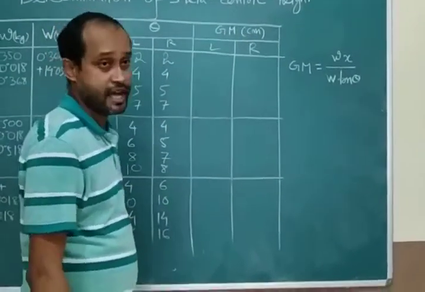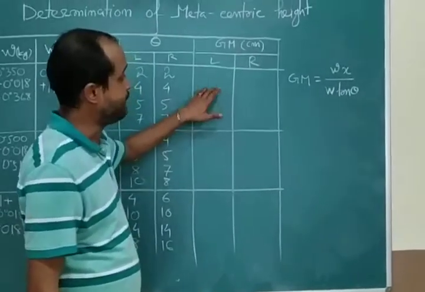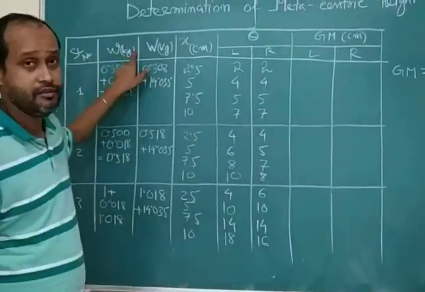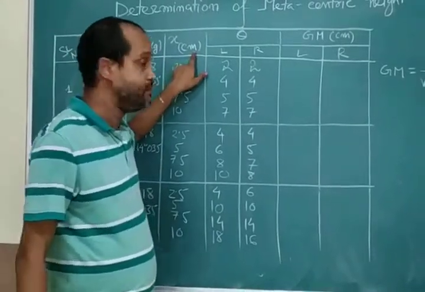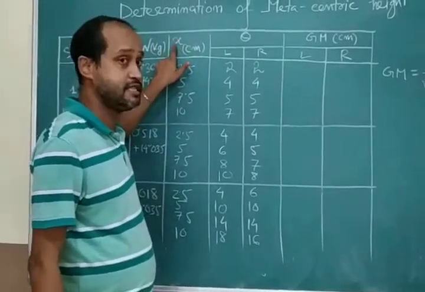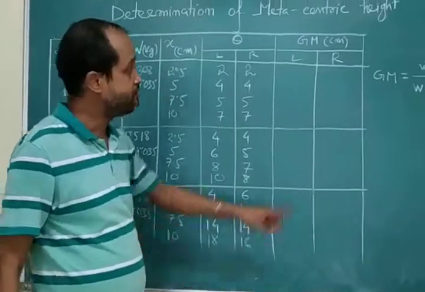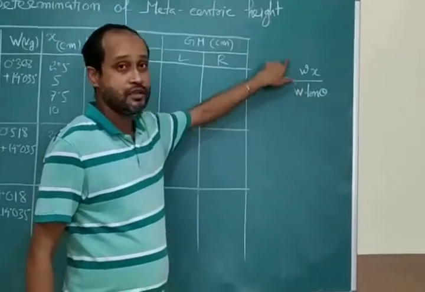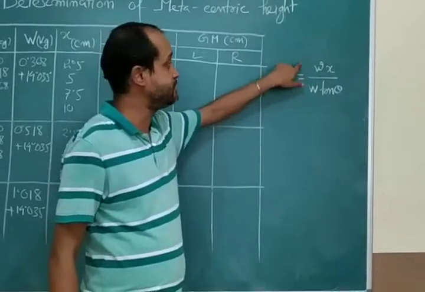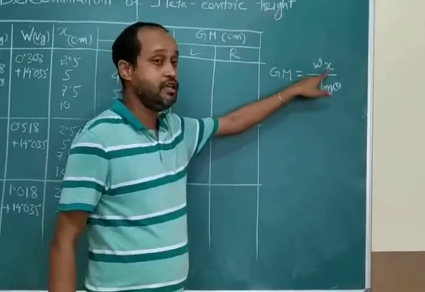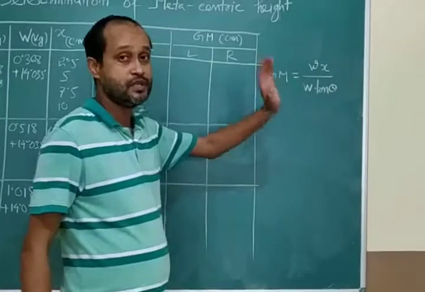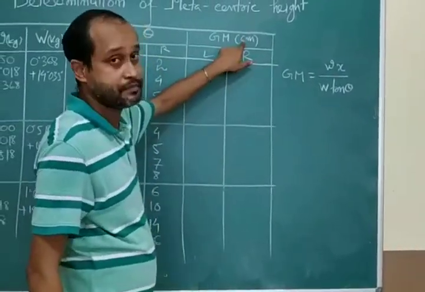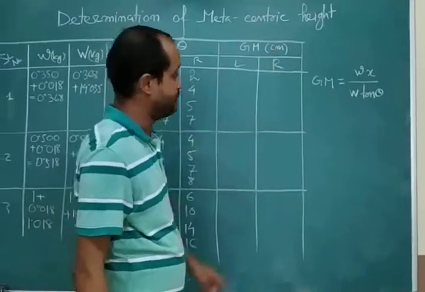Now by using this formula, you can easily find out this metacentric height. Okay, if you observe here, we are considering this weight in kg, but we are taking this x distance in cm. If you observe the formula, this weight will nullify, so kg will be gone, so only cm remains. That's why you are getting metacentric height in cm. Okay, thank you.